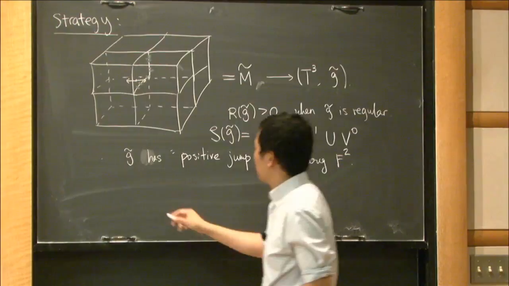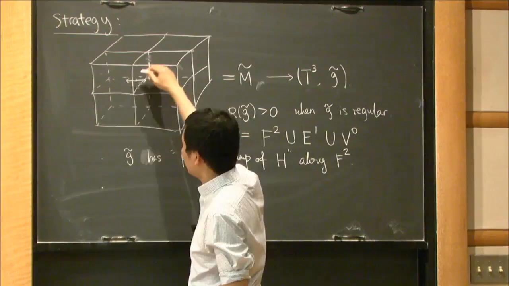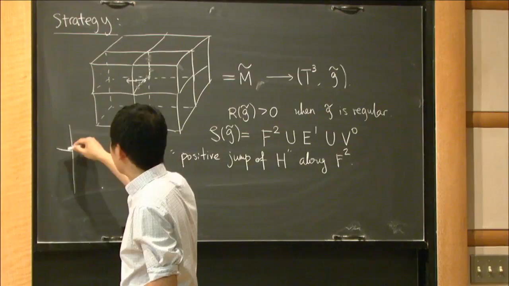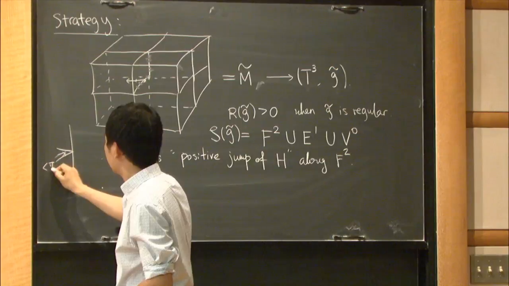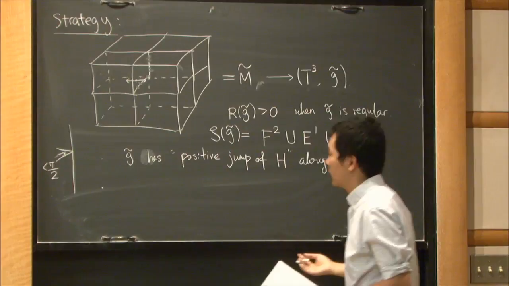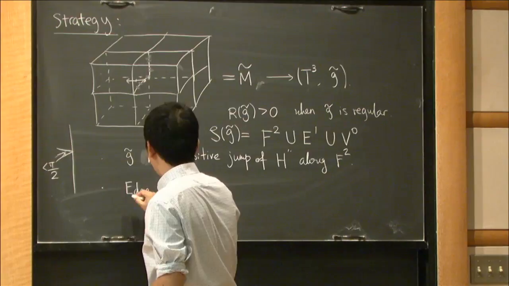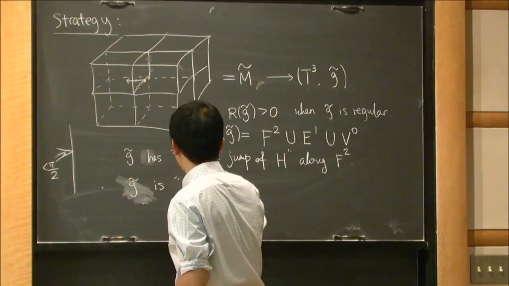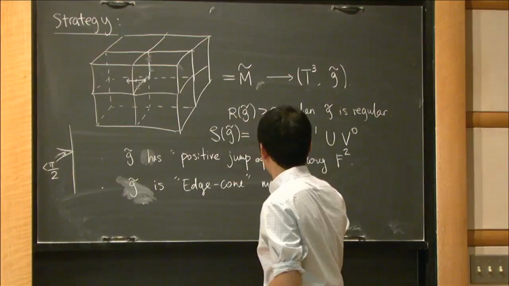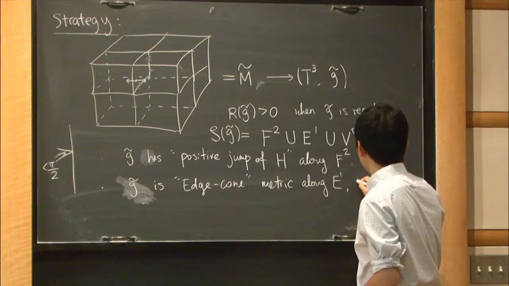And the second condition: let's look at what happens near an edge. So this is an edge. Originally the dihedral angle of the cube along this edge is less than pi over 2. Then if you take two doublings, what we get is a conical metric along this edge. These kinds of metrics were previously studied by algebraic geometers, and they call them edge metrics. So let's say g-tilde is an edge cone metric along this e1 with a cone angle less than 2 pi. Okay, so that's a key condition.